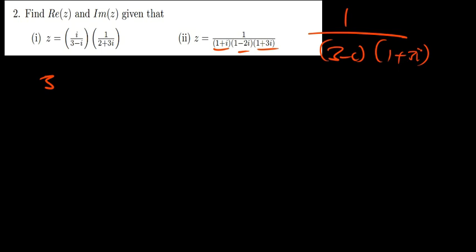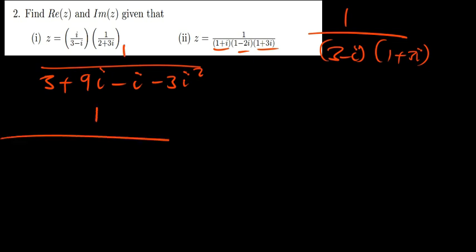3 times 3i will be plus 9i. Negative i times 1 is negative i. Then negative i times 3i is negative 3i squared. Remember, on top here we have 1. So we have 1 divided by 3 plus 3, because of the i squared it is going to give us a plus, so it's going to be 9. Then this is going to be plus 8i.